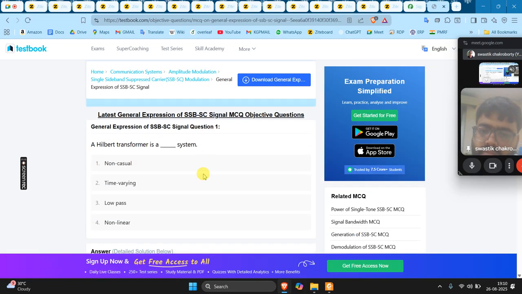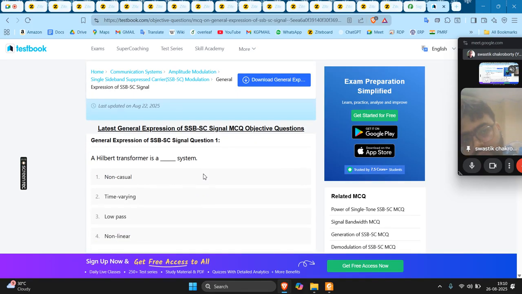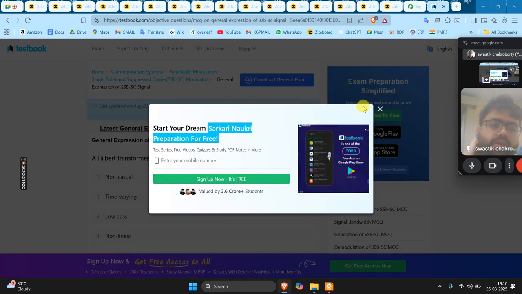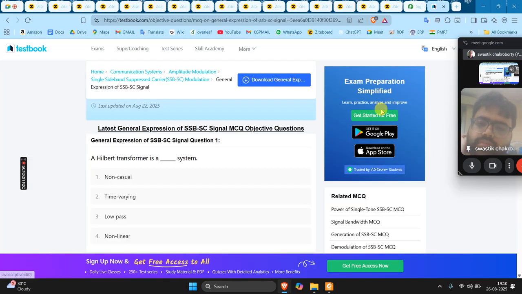Okay. So here we will solve some multiple choice questions. A Hilbert transformer is a dash system: A non-causal, B time varying, C low pass, and D non-linear. So what is a Hilbert transform? Is it A non-causal, B time varying, C low pass, or D non-linear?